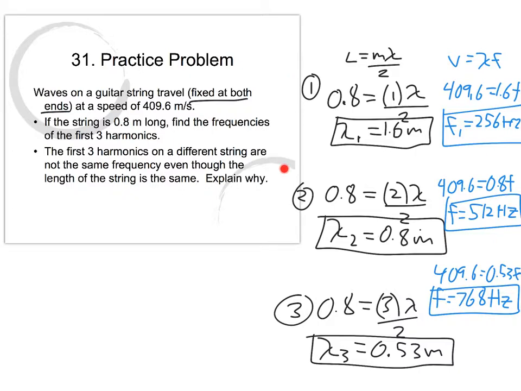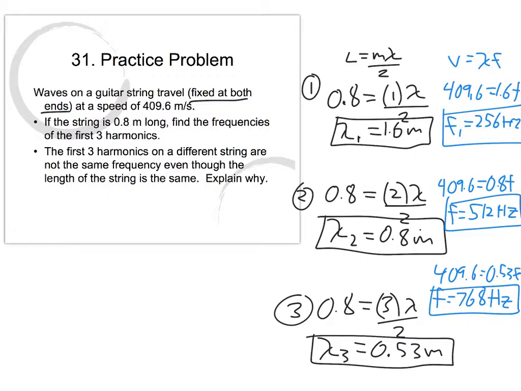So what this really shows us is that on this particular guitar string, okay, we generate one frequency, 256. That's our fundamental frequency. That's the note that we actually hear. But in addition to that, we're going to generate a note of 512 hertz. That's the second harmonic. And a note of 768 hertz. That's the third harmonic. And all three of those are going to combine using superposition to create the sound that we ultimately hear.